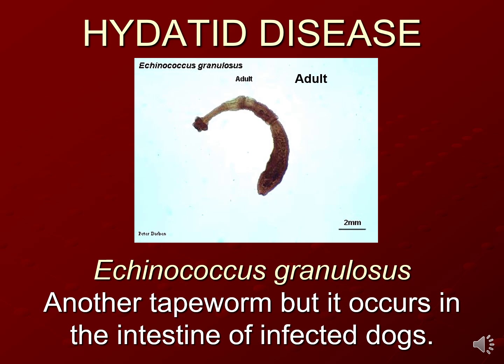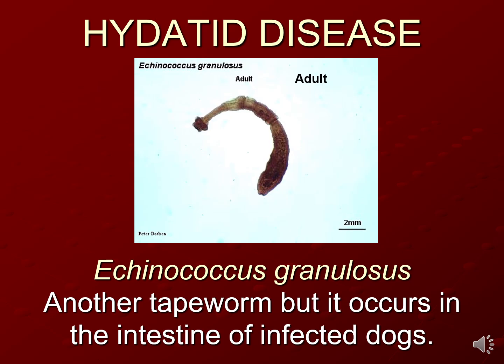This is a picture of the worm. We can easily see the scolex with a rostellum, and then the neck behind it, and 2 or 3 segments behind it, 3 segments in here. Well, this is the adult tapeworm, and it occurs in the intestine of the dog. So this is a tapeworm of the dog. The adult is in the intestine of the dog.